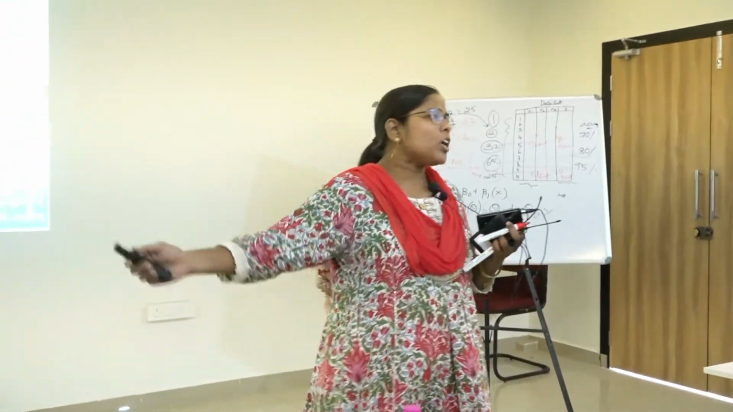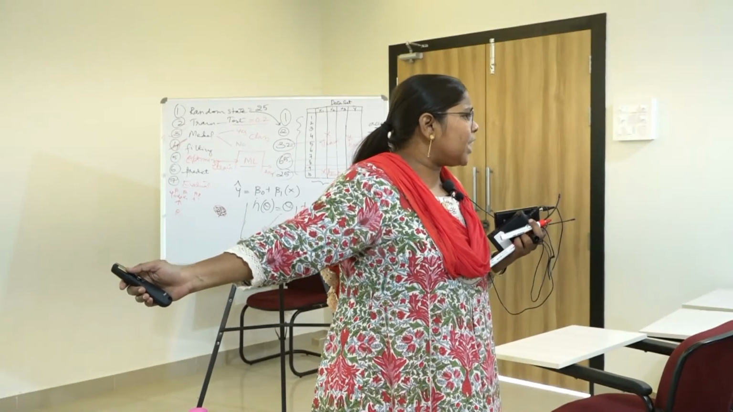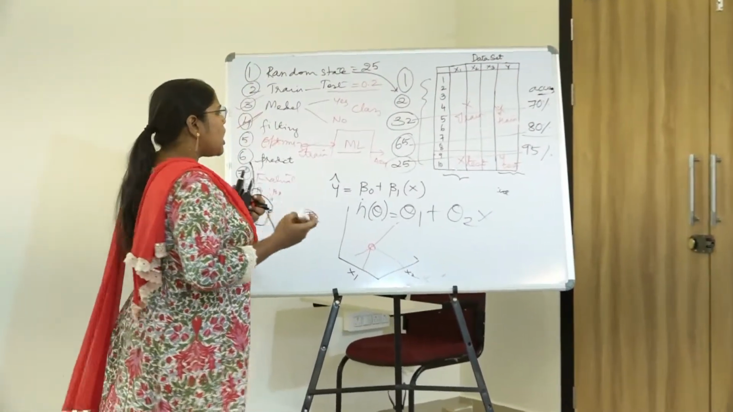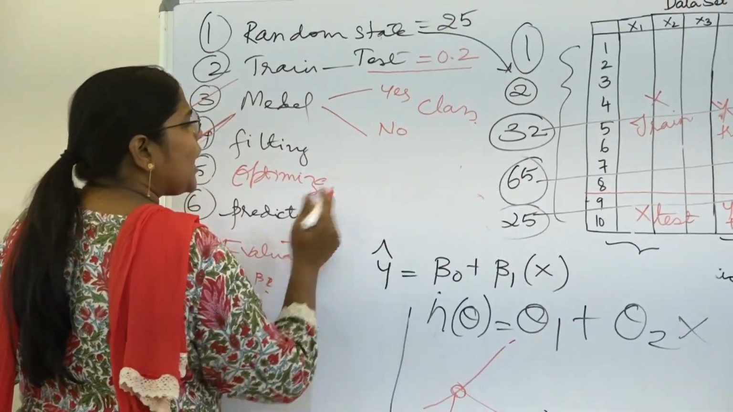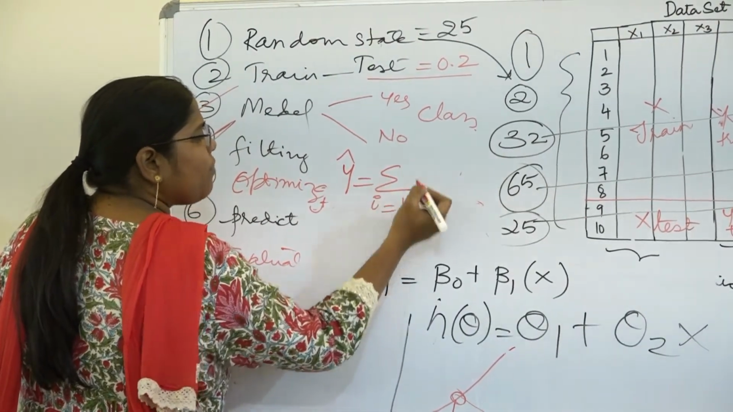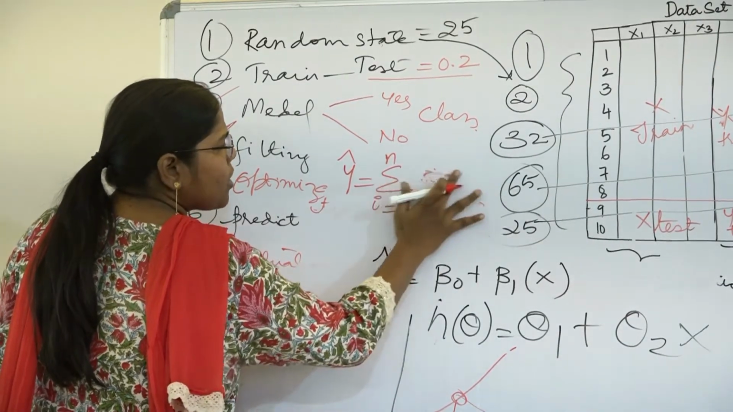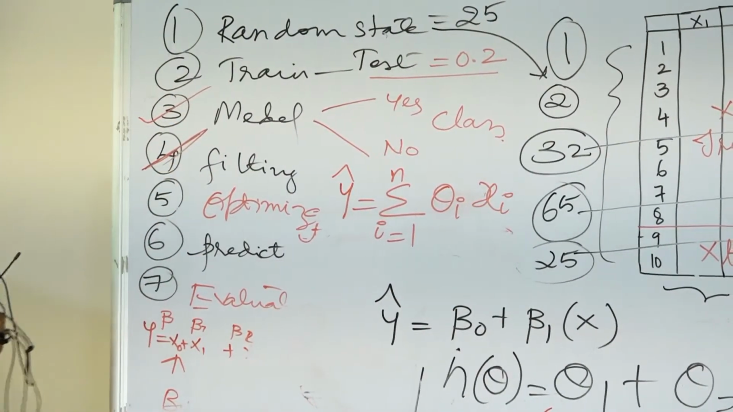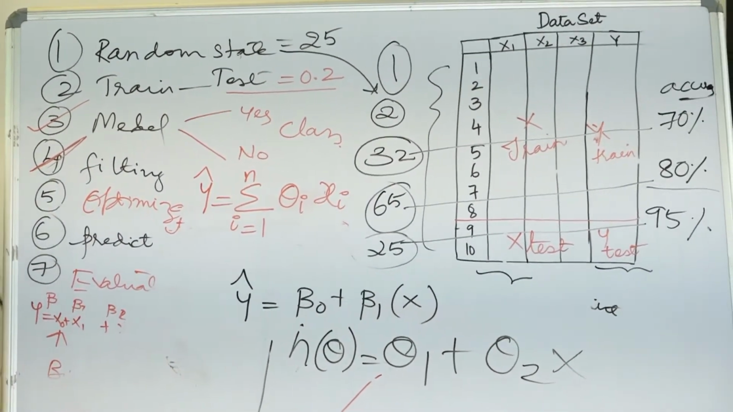Okay. Now coming to the RMSE. You know the RMSE calculation? Now when we are having multiple features, how can I write this? Can I write like this? Y cap is equal to the summation of i from 1 to n, which is nothing but W i or theta i into x i. Can I write like this?